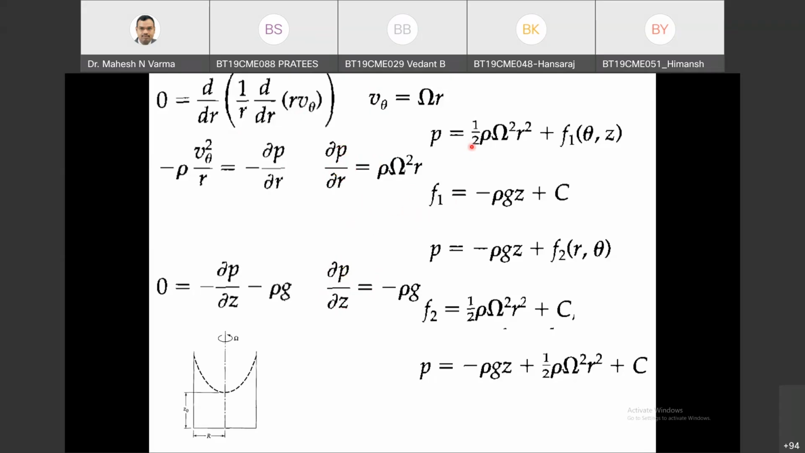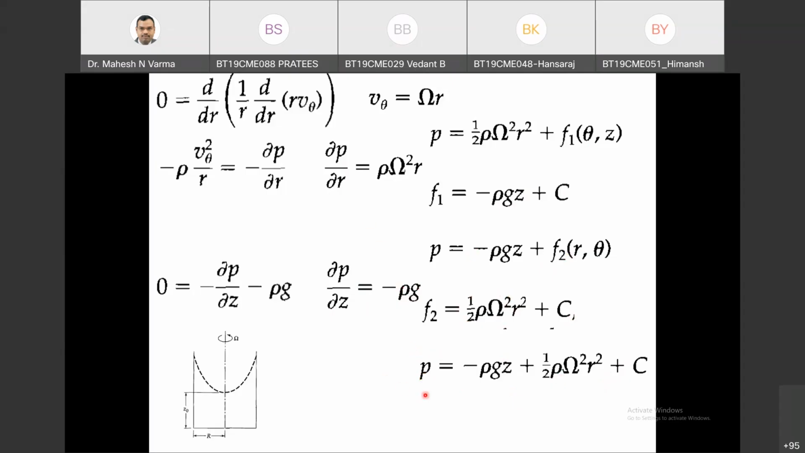So I have assumed for this, integrate this equation and assume this constant f1, which is a function of Z, which has two components. One component is a function of Z and another is constant. Similarly, integrating this equation, this f2 is assumed, a function of R and constant. So overall pressure equation is this. If I differentiate with respect to Z, we will get this equation. If I differentiate with respect to R, I will get this equation.